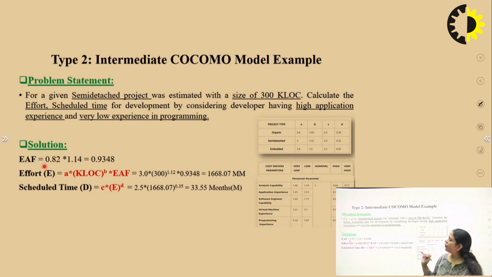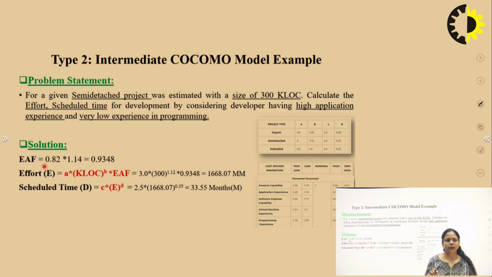So in this example, for a given semi-detached project, we have already been given that the project was estimated with the size of 300 KLOC. Find the size of the line of code, which is 300. Calculate the effort and schedule time for development, considering development having high application experience and very low experience in the programming. So these two cost factors are given in this question.